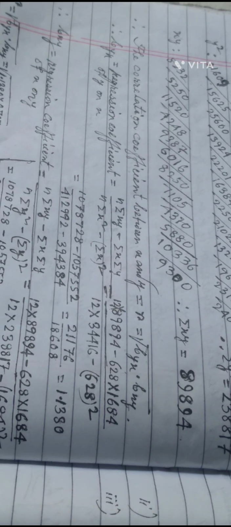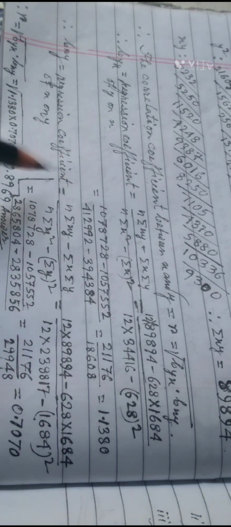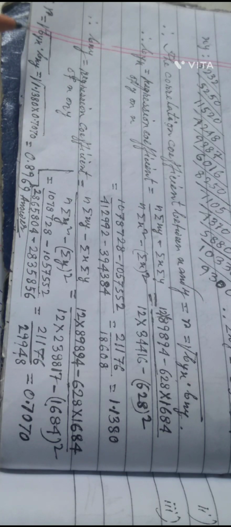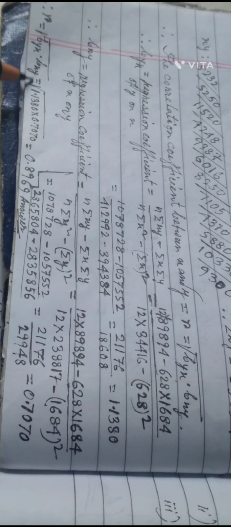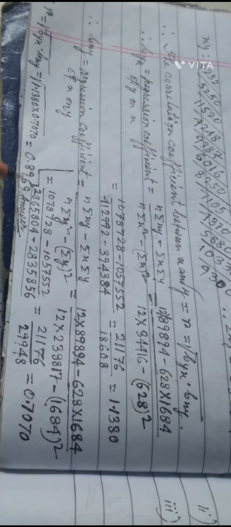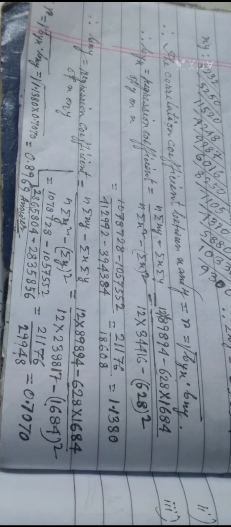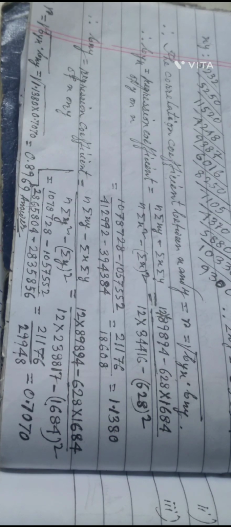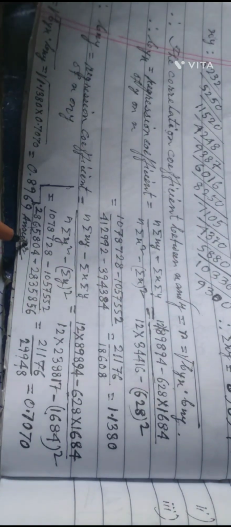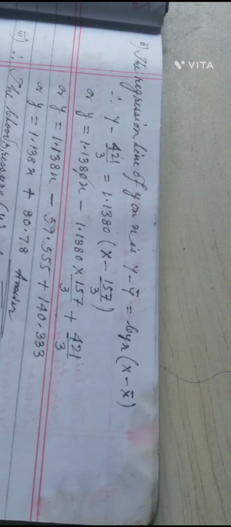Clear? Now r equal to, correlation coefficient का formula क्या है, r equal to root over byx into bxy, that means the answer is 0.8969. Clear? Okay. Thank you. Next, here is the first question: find the correlation coefficient between X and Y. It is solved.